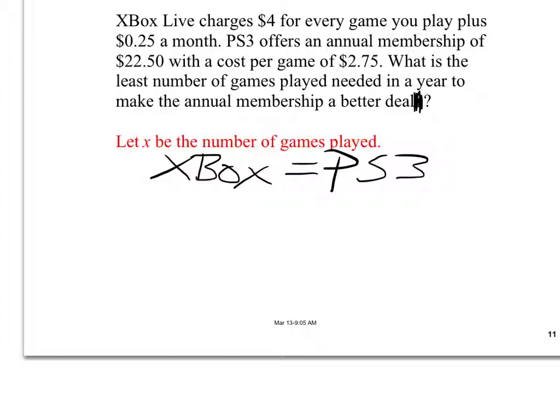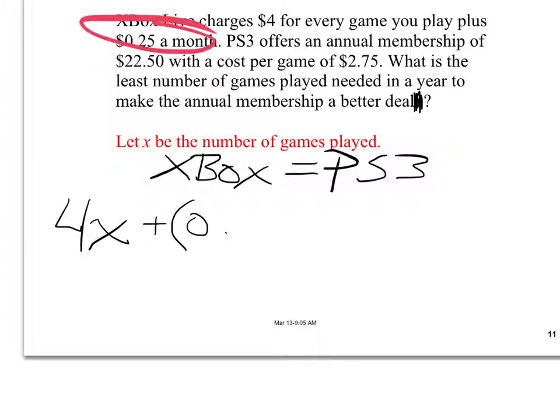So, first thing to pay close attention to is this is annual. The word annual means yearly, so you need to look at 25 cents a month and figure out what that costs over the course of the year. So for the Xbox side, $4 a game times whatever the number of games are that are played, we don't know, plus 25 cents a month times 12 months in a year, because it's annual.